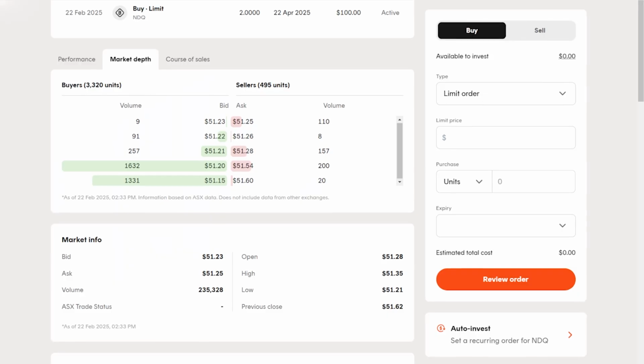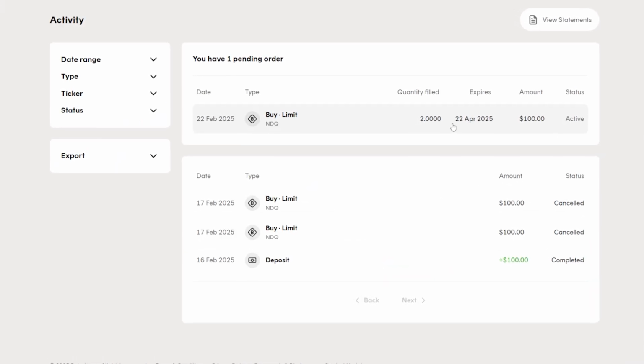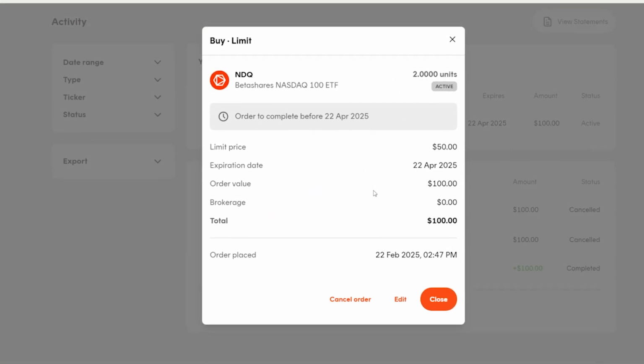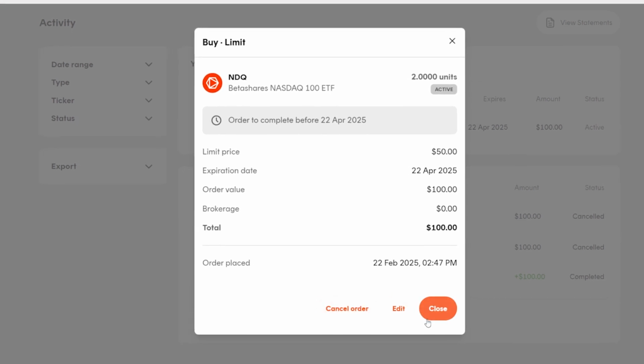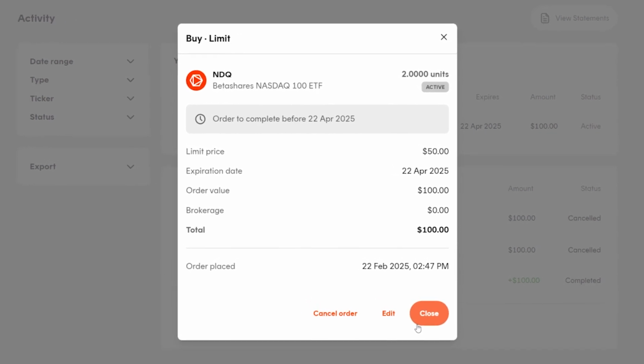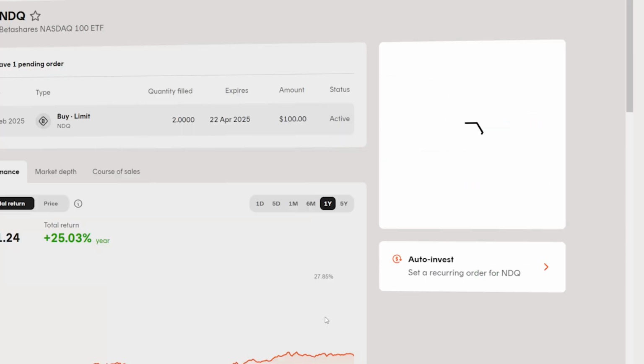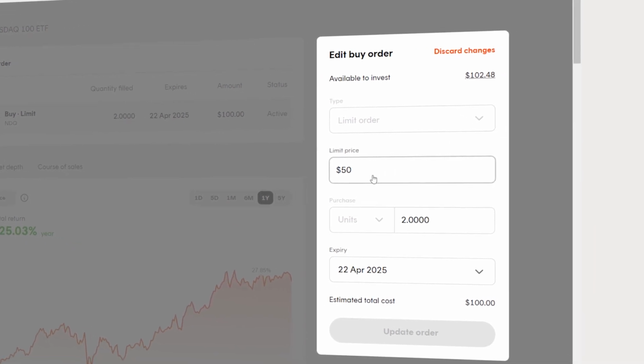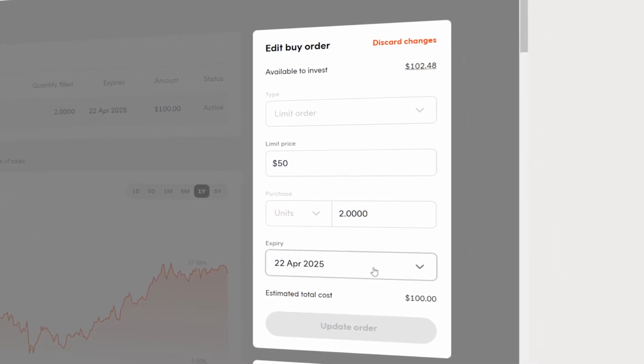Now, if you've placed an order by mistake or you want to cancel it or make changes, do not panic. You can do that as well, provided that the order has not gone through already. So what you want to do is go to the activity tab, click on your order, and you can see you've got options to either cancel or edit. If you click on edit, you can change a few things about the order, like the actual price you're buying it for, the units, and the expiry.